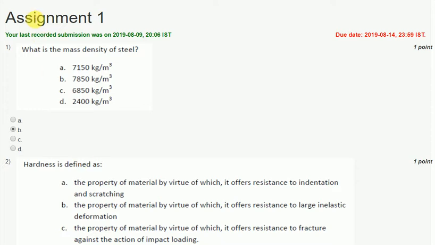This is assignment 1 of week 1. The first question of the assignment is: what is the mass density of steel? The correct answer is B, that means 7850 kg per meter cube. That means option B will be correct. Now let's move to the second question.